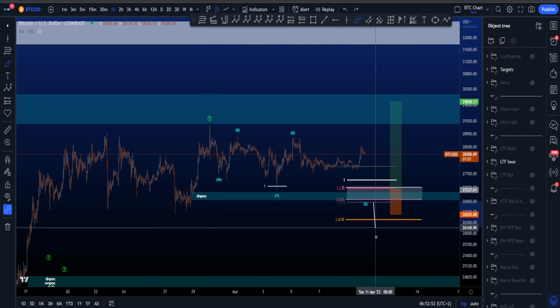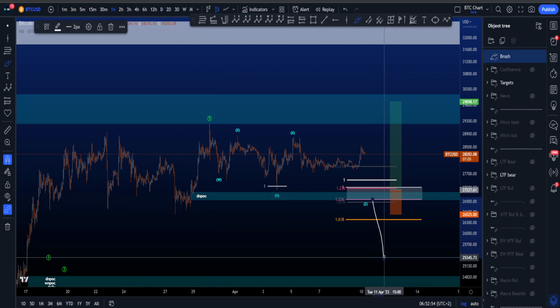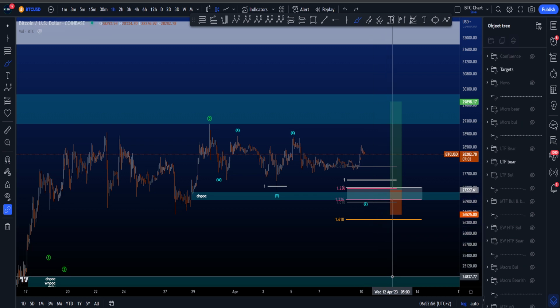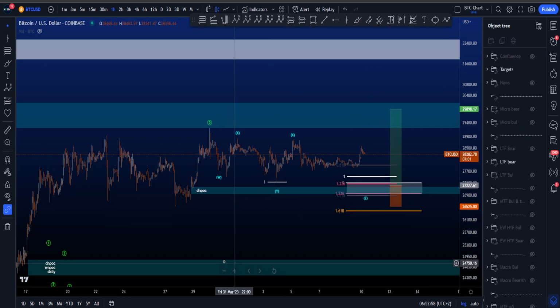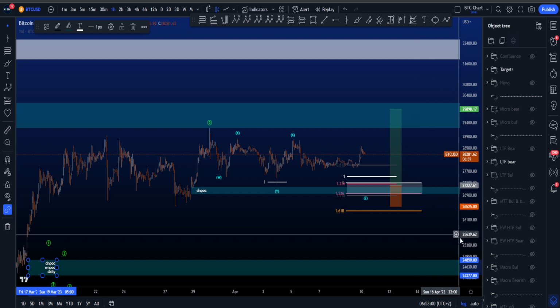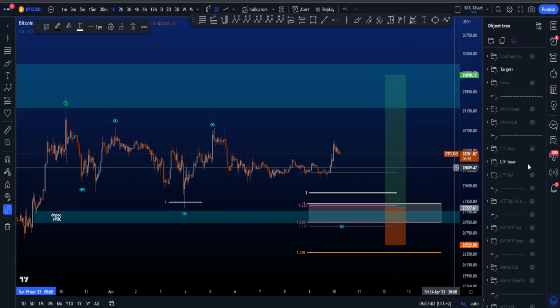I think that if we go below there, we could move to the downside relatively quickly, where the next target box is all the way down here at 24,850. So that's quite a drop, let's say.